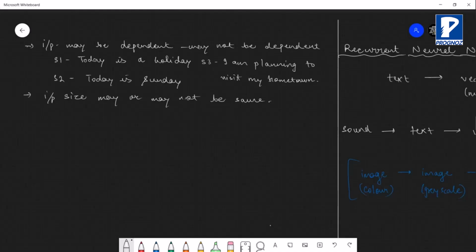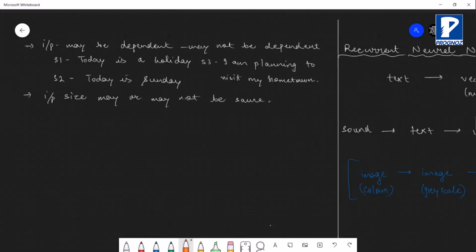Yes, sir. ठीक है, so this is point number 1. Point number 2 says input size may or may not be same. Okay, ये भी समझ में आ रहा है यहीं से. देखो, input size का मतलब क्या है? The words which are there in your statement.